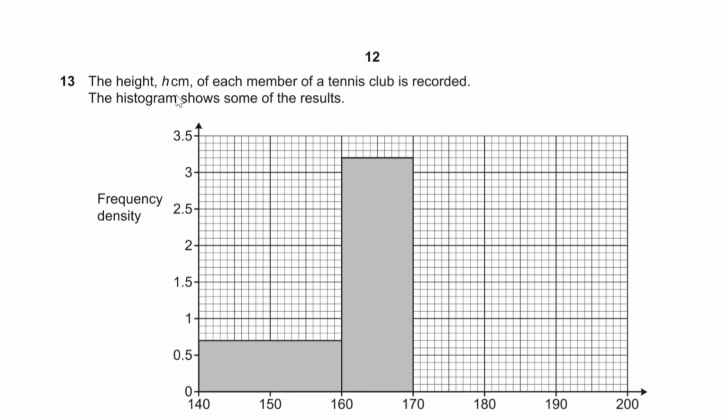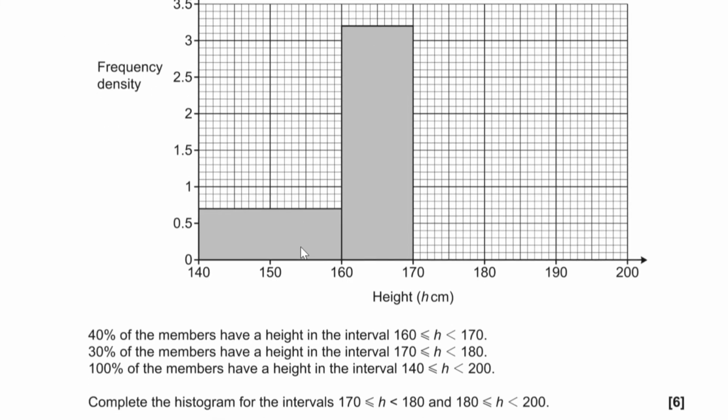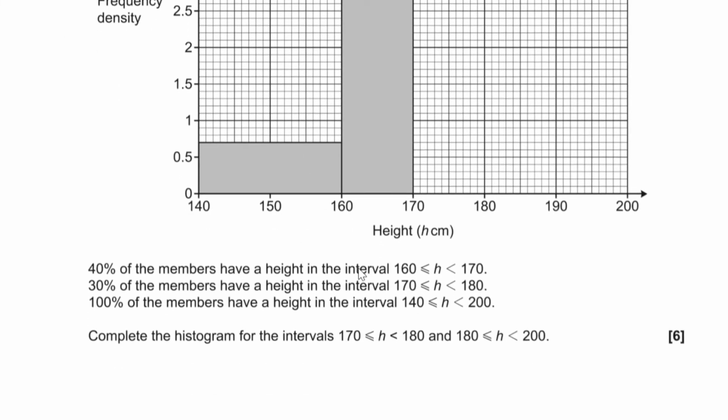Question number 13. The height, h centimeters, of each member of a tennis club is recorded. The histogram shows some of the results. 40% of the members have a height in the interval 160 to 170. 30% of the members have a height in the interval 170 to 180. And 100% of the members have a height in the interval 140 to 200. What we have to do is complete the histogram for the intervals 170 to 180 and 180 to 200.